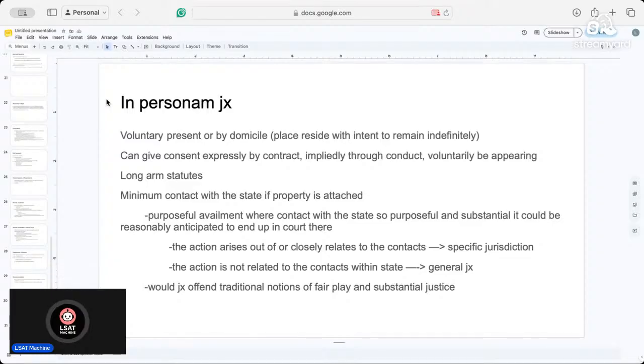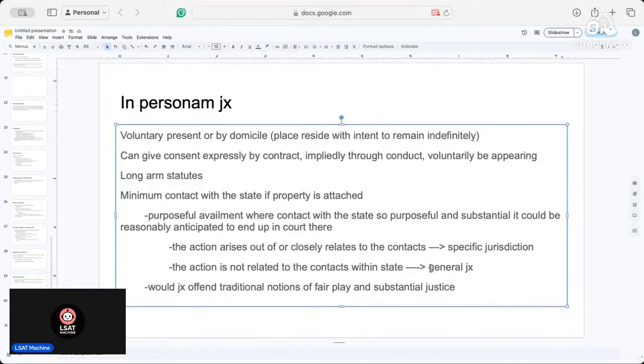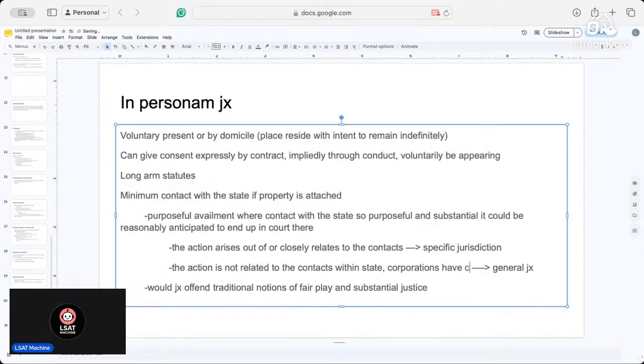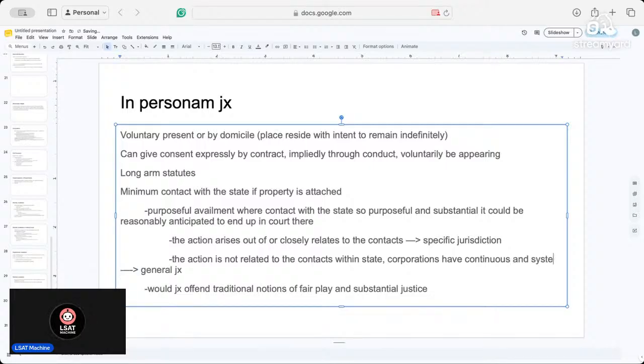For corporations, continuous and systematic contacts in the state will give the courts general jurisdiction.